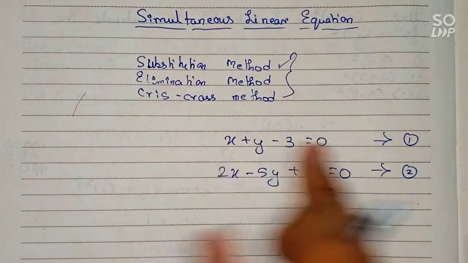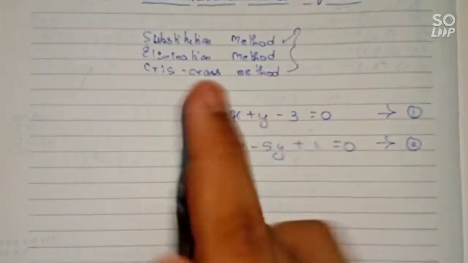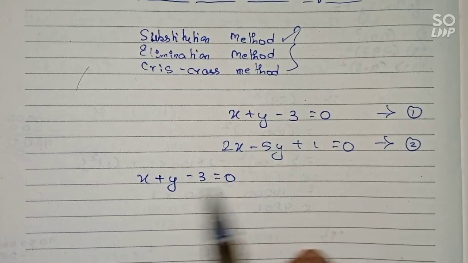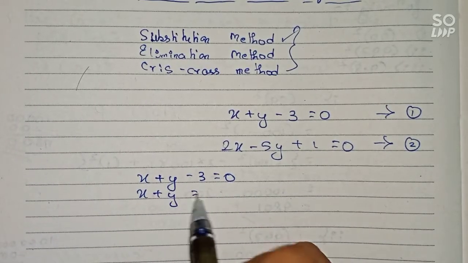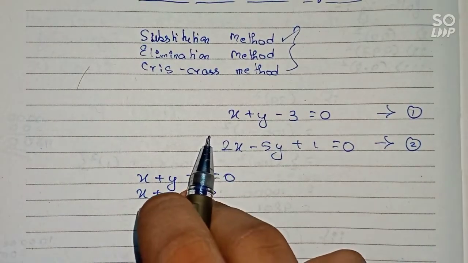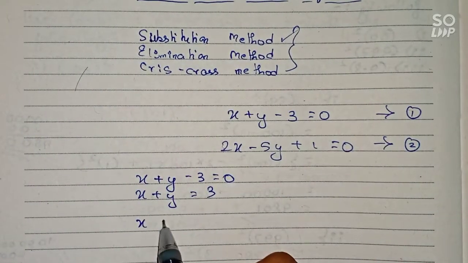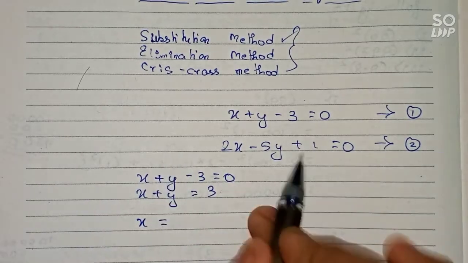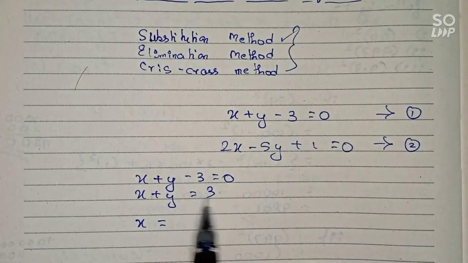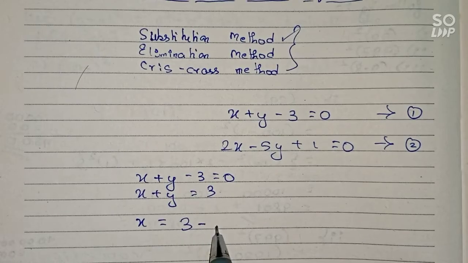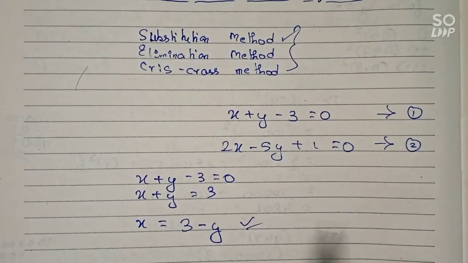First we simplify equation number 1. It is given that x plus y minus 3 is equal to 0. So that means x plus y is equal to 3, as it is minus 3 here, and if it goes to this side, it will become plus 3. Now x is equal to, since y is plus here, it will become minus here. So x is equal to 3 minus y. So we get the value of x.